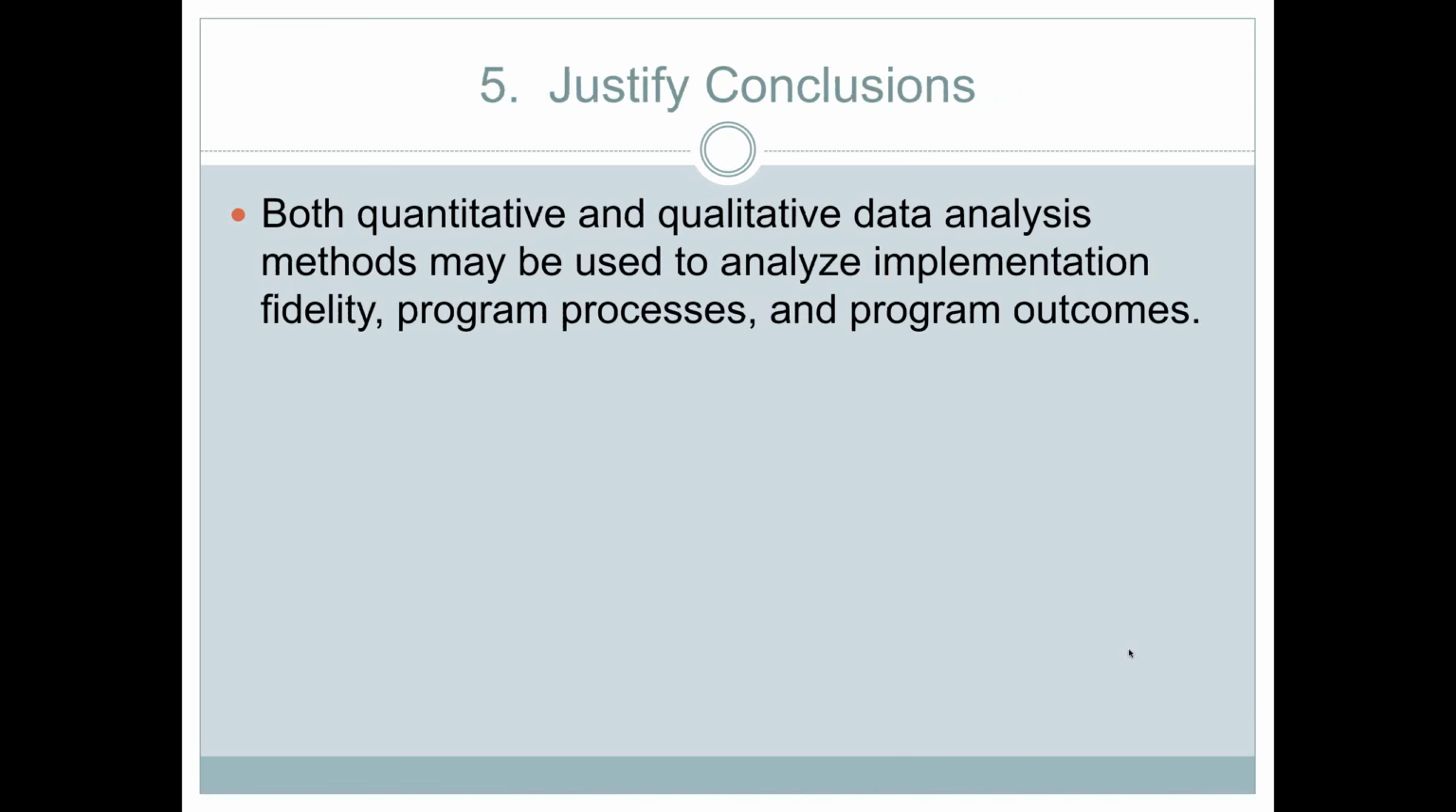For step 5, you're justifying your conclusions, and in this case, you're taking the data that you collected in stage 4, where you've gathered credible evidence, and you're analyzing that data using quantitative or qualitative methods to answer questions about implementation fidelity, program processes, and program outcomes.